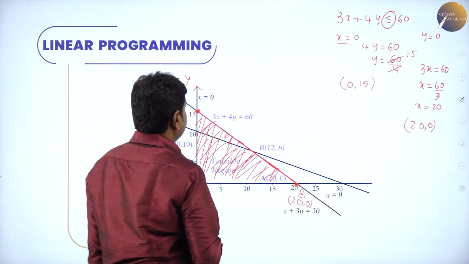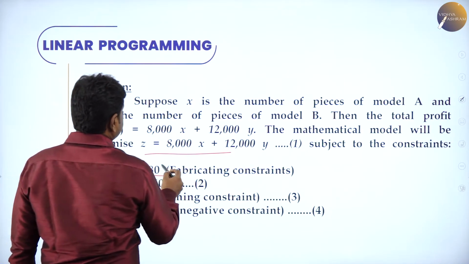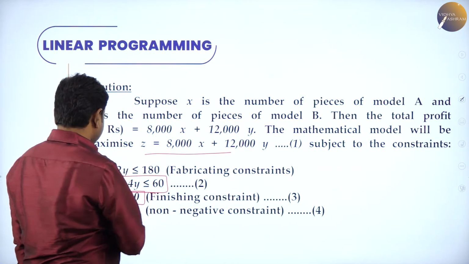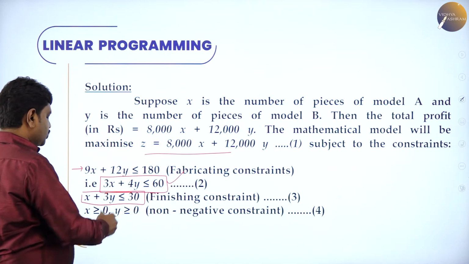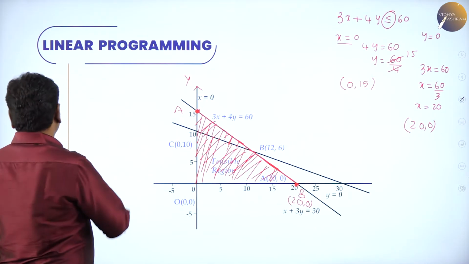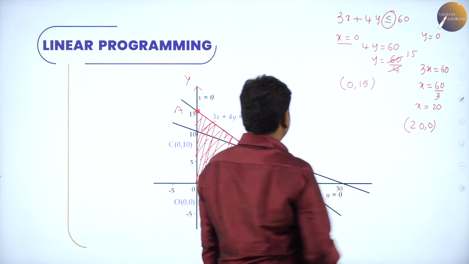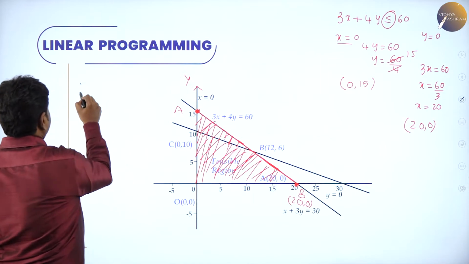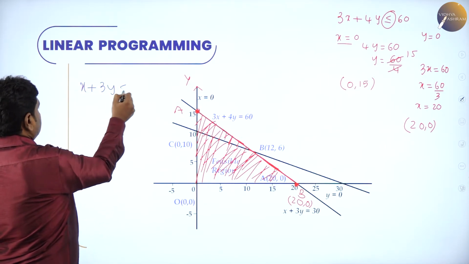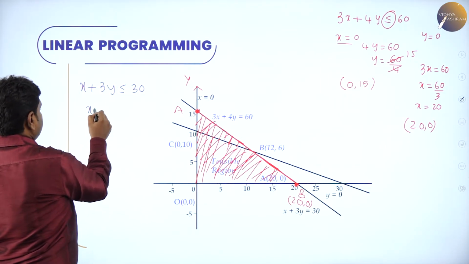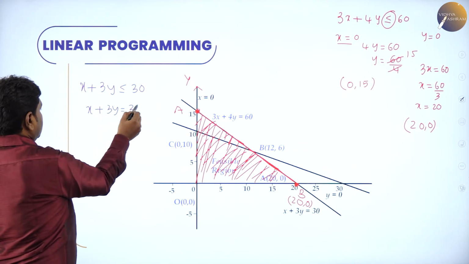Now second line. What is the second line? Second line is second constraint. So we have done with first constraint. So x plus 3y less than or equal to 30. Let me use other color. So x plus 3y less than or equal to 30, or x plus 3y equal to 30, and put x 0.